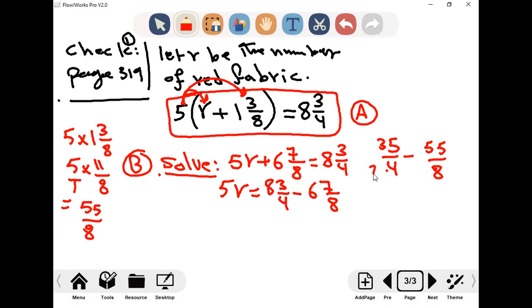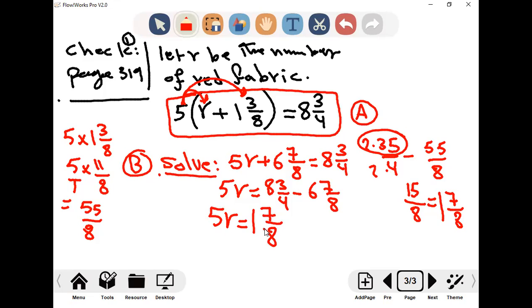Check. By 2 by 2, this will be 70 minus 55, 15. Right? 15 over 8. You can turn it to a mixed number. It will be 1 and 7 over 8. So here the answer of 5R is 1 and 7 over 8.